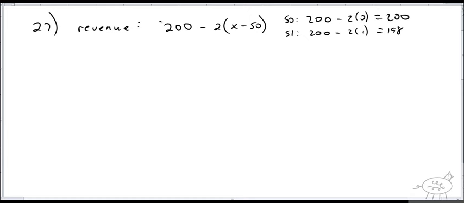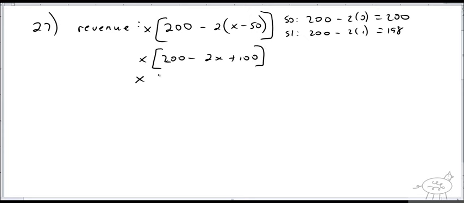All right? Now, the only thing you have to worry about here, math fans, is that's for an individual person, and you've got to multiply it by x to give you the total revenue. Okay? So that's what the revenue is. And let's simplify that a little bit. So 200 minus 2x plus 100, so it's x times negative 2x plus 300. And then distribute that. So revenue is equal to negative 2x squared plus 300x. Okay?